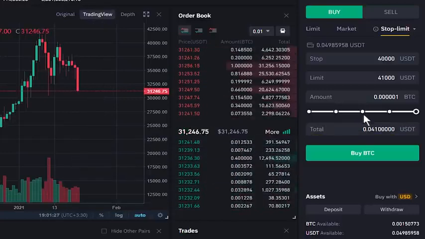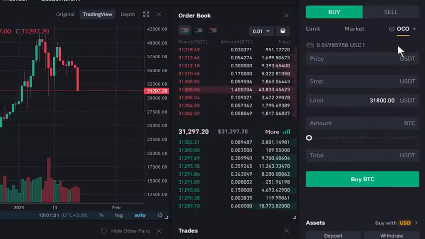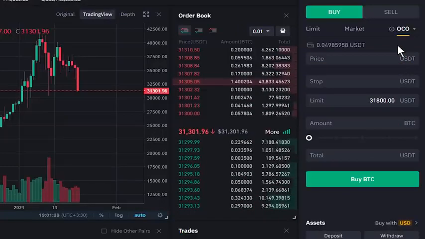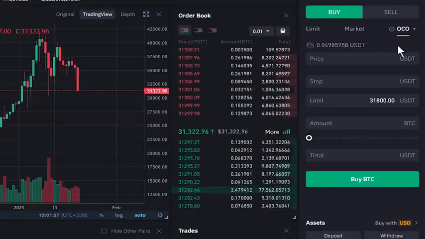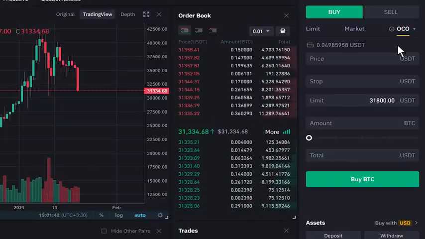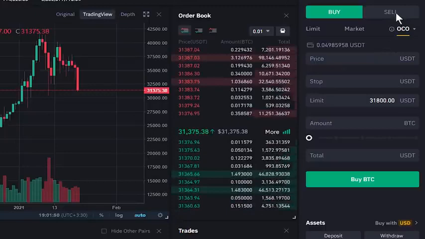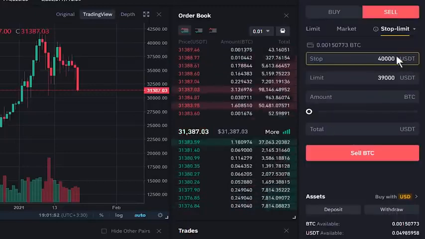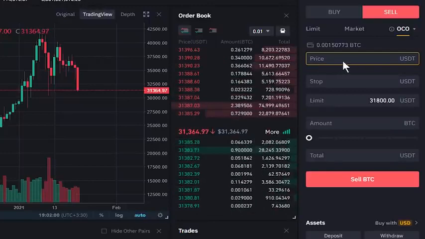Another kind of order that you can place on Binance is OCO, one cancels the other. Actually, it's a mix of stop limit order and limit order, and it's useful for placing stop loss order and take profit order at the same time. If either of the orders is triggered, the other order will be canceled. Let's go to Sell tab and OCO. Here you place your limit order.